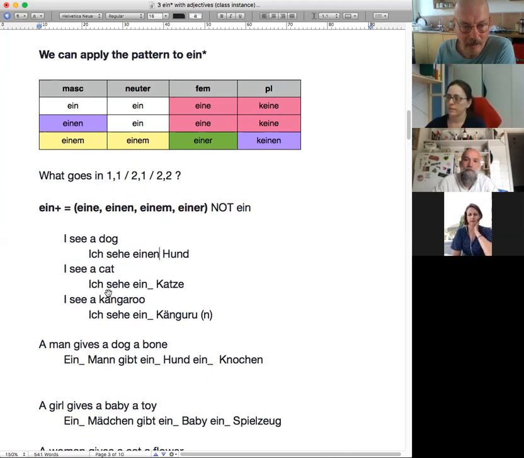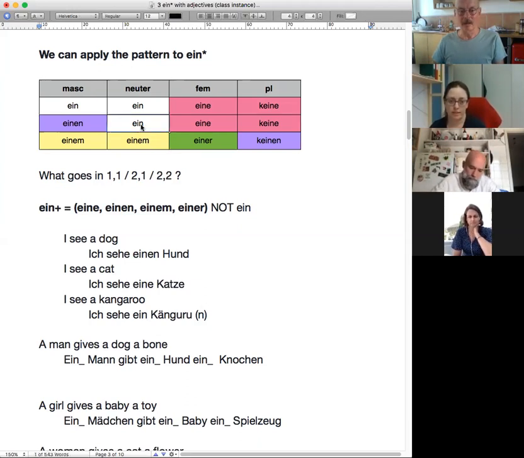Here, Shannon, what do I see? Ich sehe eine Katze. I see a row two feminine thing. Here, what do I see, Emily? Ich sehe ein Känguru. Just ein, because it's a row two neuter thing. I see a kangaroo.